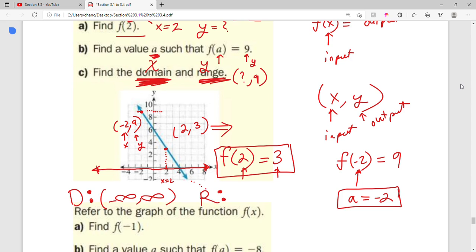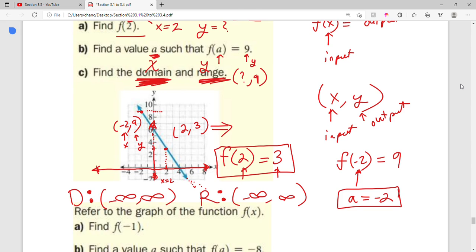For our range, I ask a different question. How far does the graph extend downwards? Well, it extends downwards forever towards negative infinity. And if you look at the graph, it keeps going up and up and up forever. So this graph has a range of negative infinity to infinity. It goes down forever. It goes up forever. The domain is how far left it goes to how far right it goes.